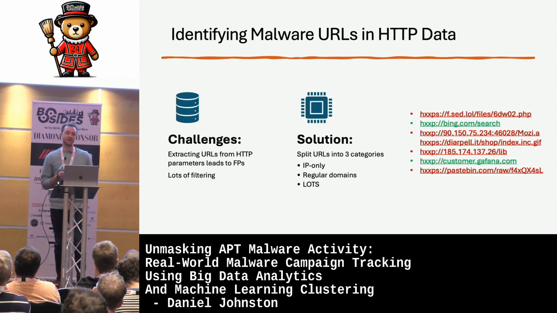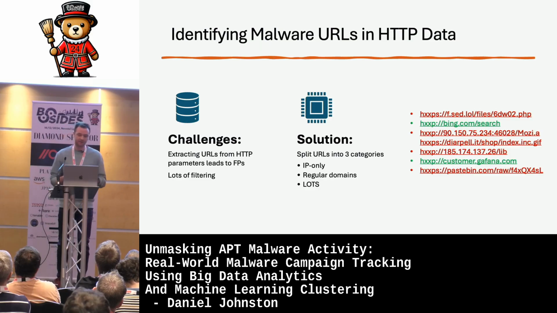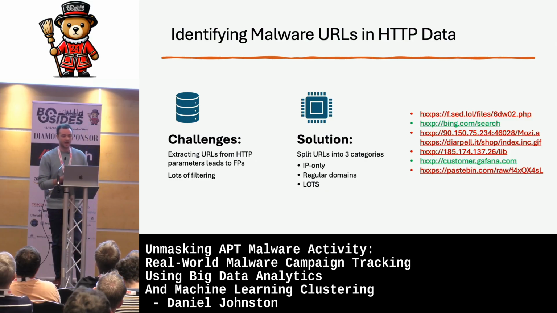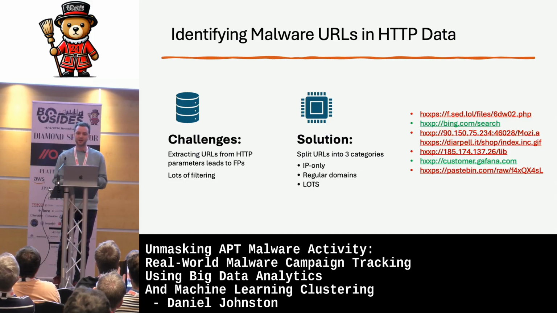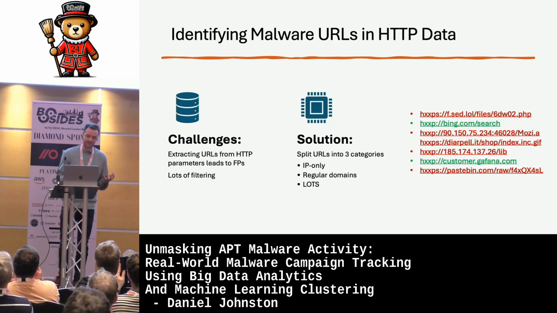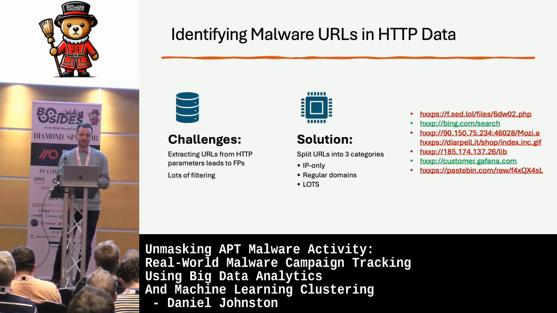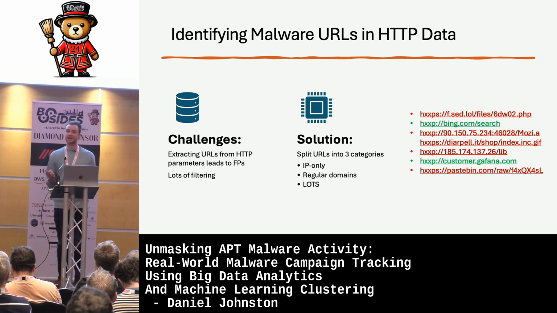We have some challenges when it comes to extracting URLs from a large quantity of HTTP data like we have. One of the main challenges is the number of false positives that we observe if we try to extract the URLs. Lots of false positives can lead to a lot of time spent filtering and less time actually analyzing an interesting sample or investigating an interesting campaign. So the solution we came up with was to split the URLs into 3 different categories. Firstly, we have IP-only URLs.